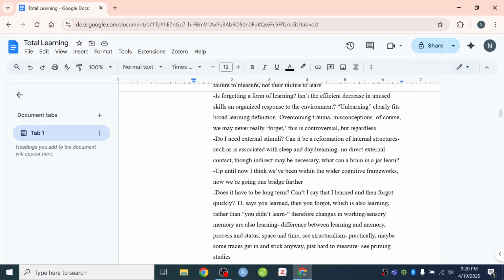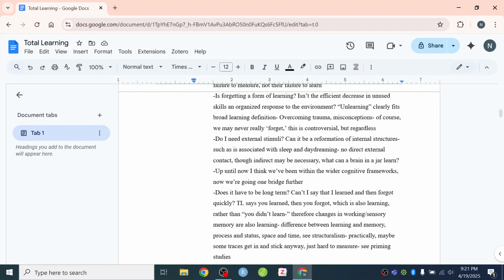Isn't it the case that those stimuli entered into my brain through whichever sensory organ they came in, and a process was imposed upon them? We don't fully understand this process, but a process was imposed upon them, and then some of it translated into my long-term memory, affected things in my long-term memory, but some of it quote unquote dissipated and was quote unquote forgotten. Can't I say I learned, then I forgot quickly? And I think the answer is yes.